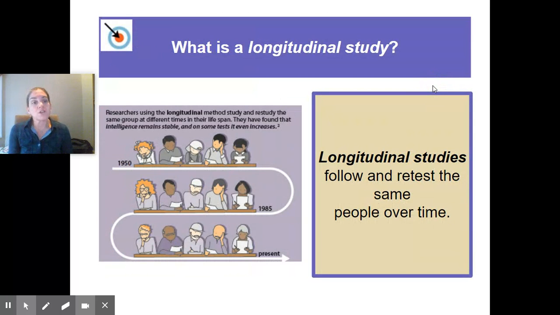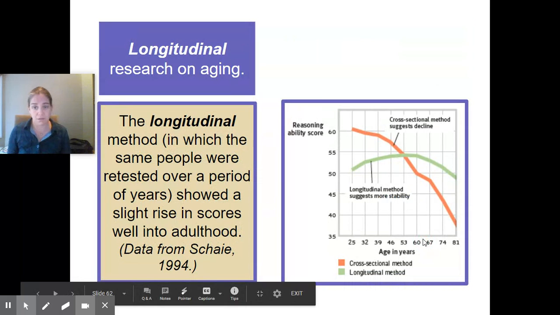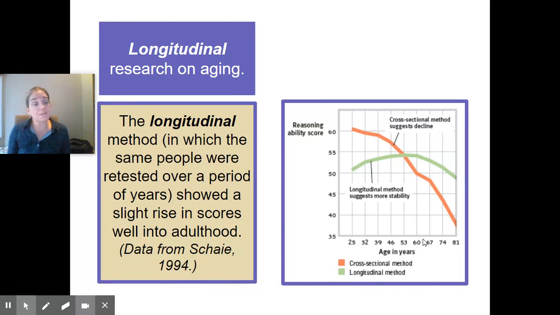A longitudinal study is much more effective in terms of validity. You're going to study and restudy the same people across the lifespan. So instead of different people at one point in time, you're going to study me at 5, 10, 15, 20, 25, 30, all up to 80. You can give me IQ tests overall and see what happens. The longitudinal method is going to suggest more stability of intelligence over time, which makes sense.